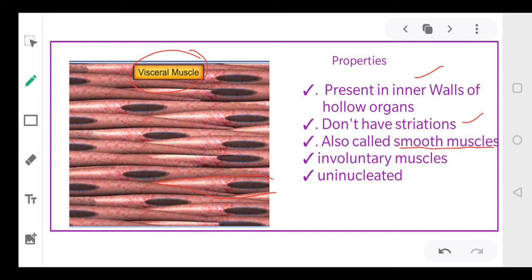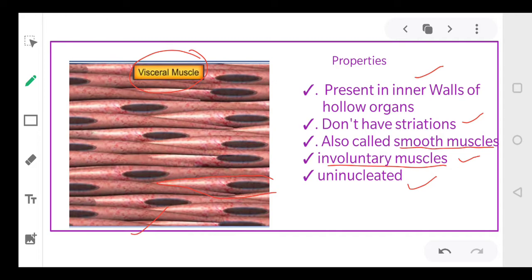And they are also involuntary muscles, which means we cannot control their movement, like the swallowing movement in your neck. We cannot control this movement. We cannot control the movement of our eyelids. So these are your involuntary muscles, and they are uninucleated, as you can see in the diagram. Uninucleated means they contain one nucleus, so one cell contains one nucleus.